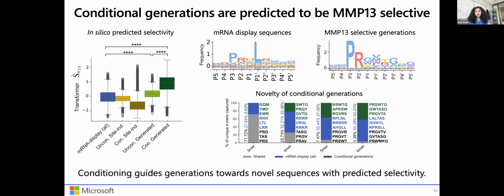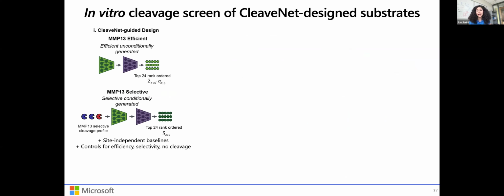So now we said, okay, now is the final test. Let's scale this up. Let's put all these pieces together to see if our approach actually yields substrates that are going to be selectively cleaved by MMP13 in vitro. And so we significantly scaled up our in vitro experimental screen, where we compiled a list of 95 distinct sequences spanning some of these MMP13 efficient generations from the unconditional plus ranking approach, as well as some of these conditionally generated sequences that were hopefully optimized for MMP13 selectivity.